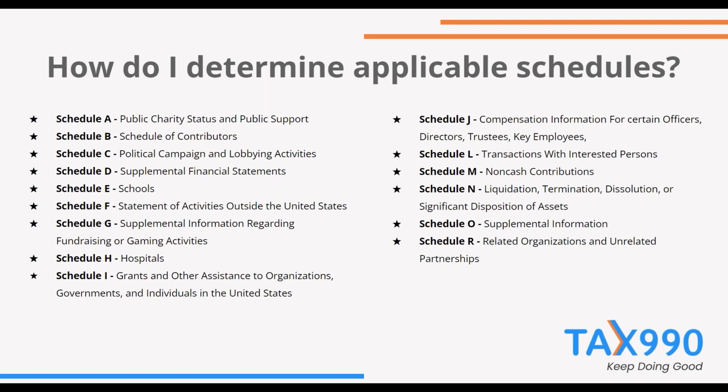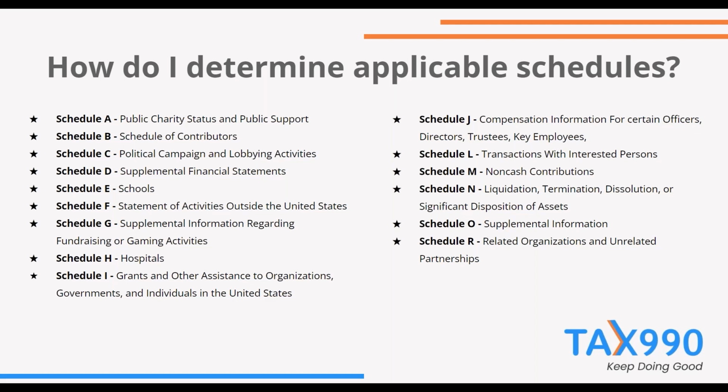Schedule M is used to report the types of non-cash contributions received during the year by the organization and certain information regarding such contributions. Schedule N is for organizations that want to be dissolved or dispose of at least 25% of their net assets. Schedule O is for the organizations that want to provide the IRS with descriptive answers required for specific questions. And Schedule R is used to provide information on related organizations.